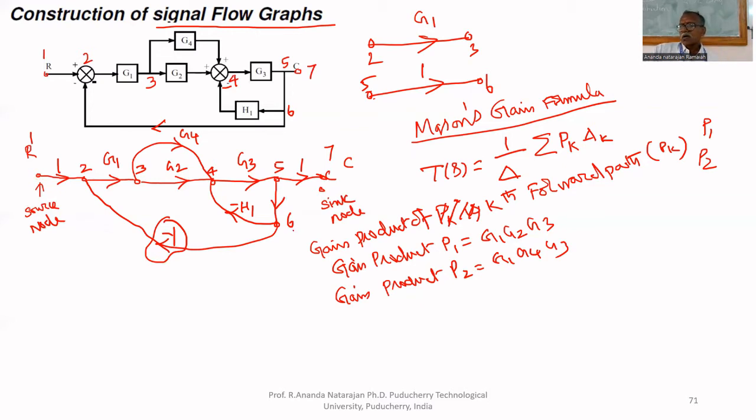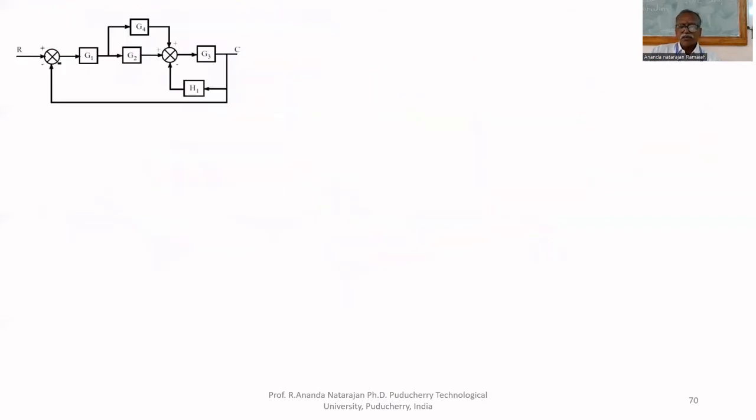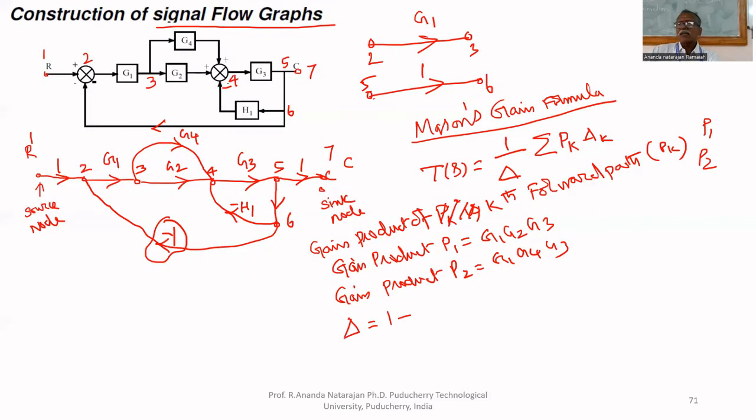What is delta? Delta is the determinant of the graph. But if you know the definition, that is sufficient. Determinant of the graph delta equal to 1 minus the sum of gain products of individual loops.